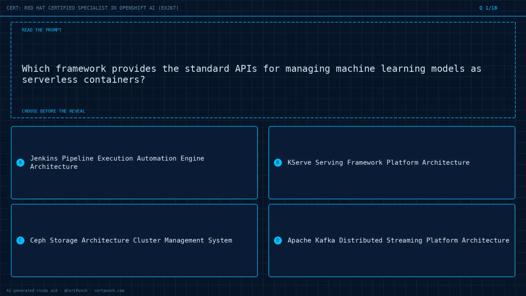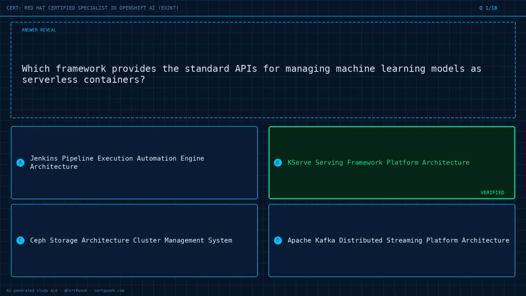Which framework provides the standard APIs for managing machine learning models as serverless containers? Option A. Jenkins Pipeline Execution Automation Engine Architecture. Option B. KServe Serving Framework Platform Architecture. Option C. Ceph Storage Architecture Cluster Management System. Option D. Apache Kafka Distributed Streaming Platform Architecture. Choose the best answer before the reveal.